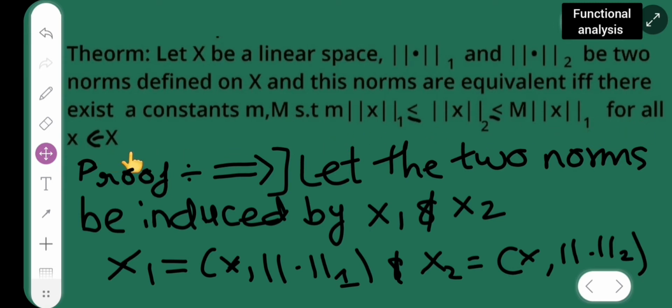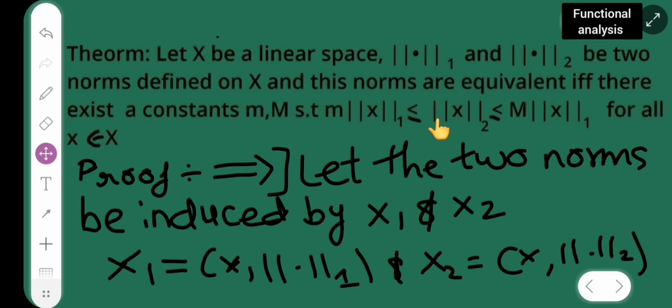Let us start with the proof. Now this is an if and only if statement, so we have to prove the converse part as well. So let us start with the first part. It says, let the two norms be defined on X and these norms are equivalent.